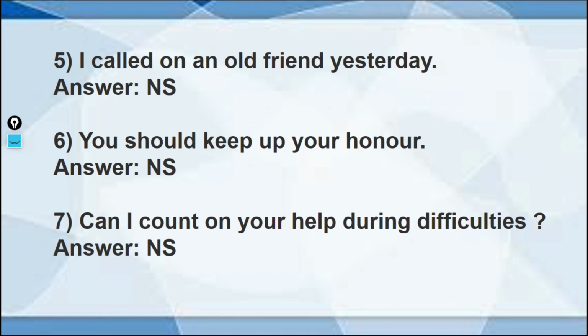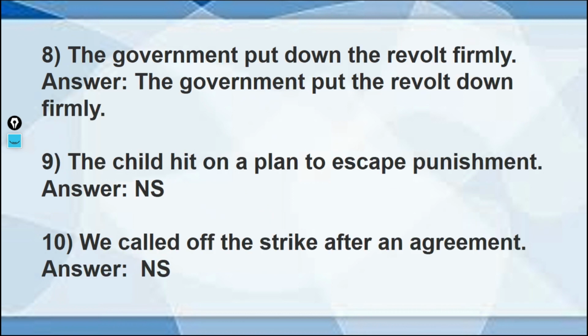Now, in the seventh example, what do we see? Can I count on your help during difficulties? In this particular situation, can we separate the two particles? No, we cannot. So, the answer is non-separable, NS. In the eighth example, the government put down the revolt firmly. Can we separate the two particles? We can. And how do we rewrite the sentence? The government put the revolt down firmly.